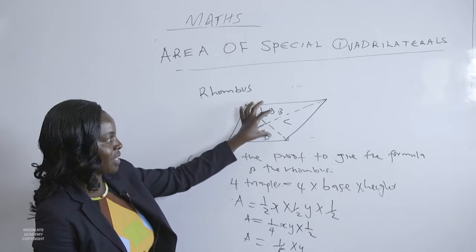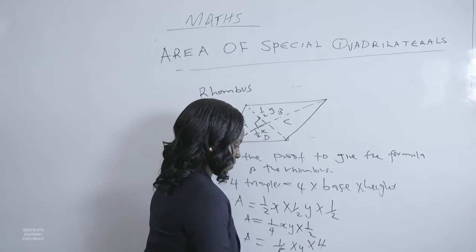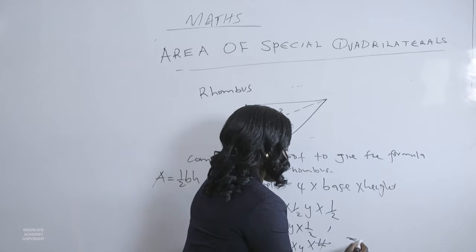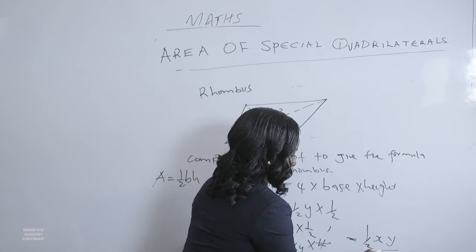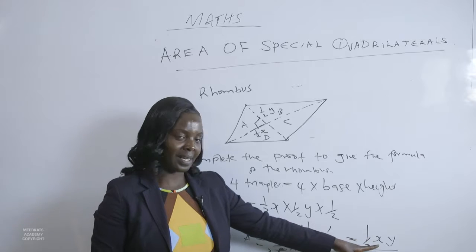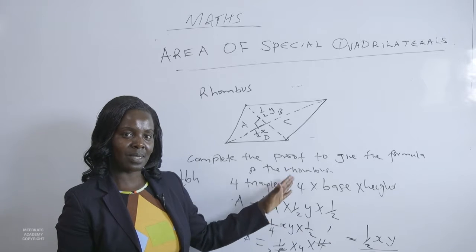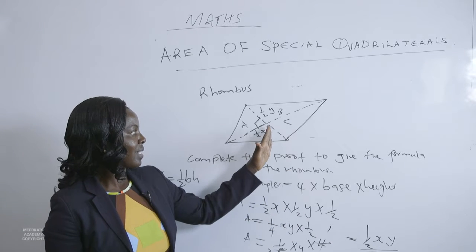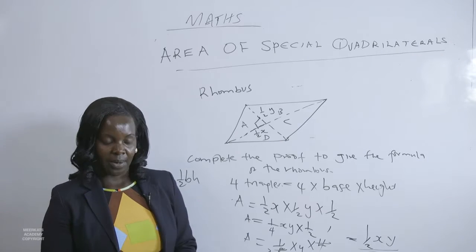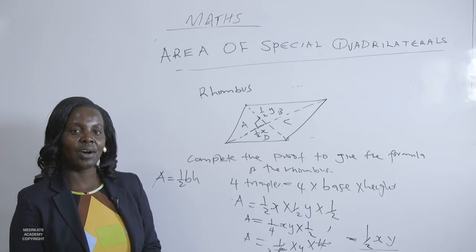And you realize that we now have 4 equal triangles. What are we supposed to do so that we get the area of the whole figure? Because they are equal, we multiply by 4. You realize that it will still give us a half xy, which is the rule that we had developed earlier on. So that means the rule of calculating the area of the rhombus is true. Now let's move on and understand how to calculate the area of a circle.